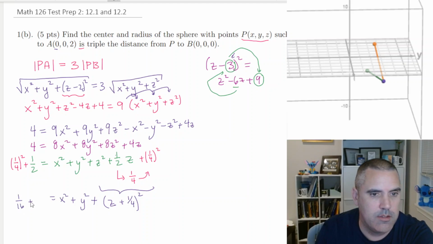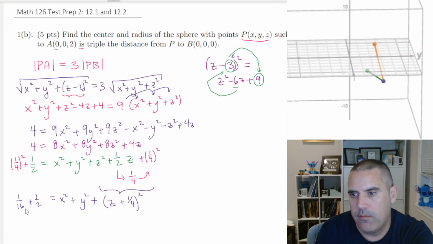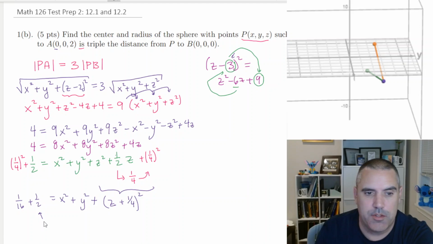which is going to be 1/16 plus a half. And if I want to get a common denominator, that's 8/16. So altogether, it's 9/16.